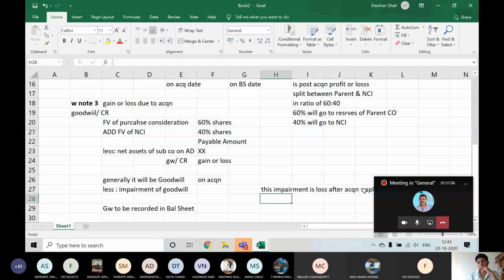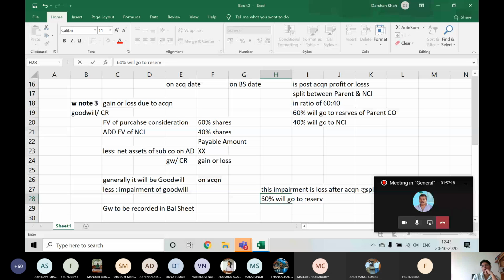Yes sir. अगेन 60% कहां पे जाएगा बताओ मेरे को? Parent company. Correct, it will go to reserves of parent company, and 40% will go where? To NCI. Sorry, subsidiary NCI. It will go to NCI.